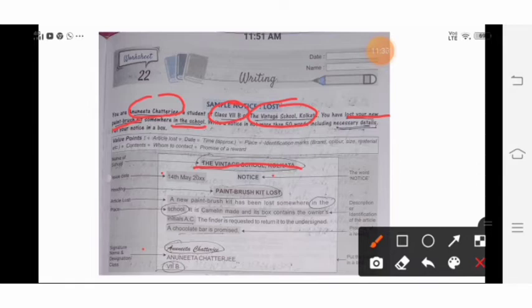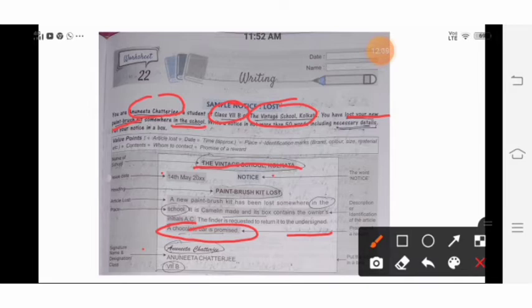It is Camlin made and its box contains the owner's initials. And the finder, then after that, once you have written, the finder is requested to return to the undersigned, to the person who has written this. Right? And then you can also promise something. You can promise a chocolate bar, a Kit Kat, an Amul chocolate. It is up to you.